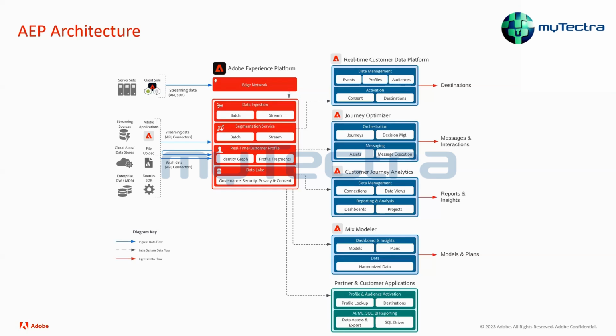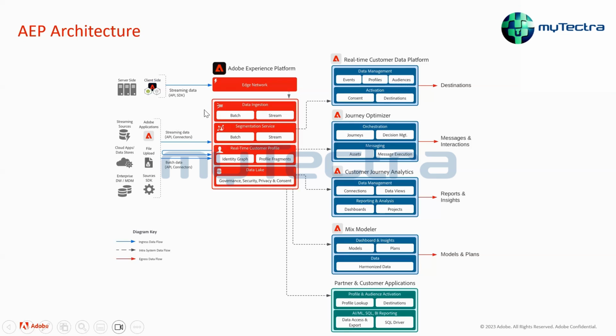Could be client-side information, could be server-side information. It collects the data from different sources. That's called the data ingestion layer, where we have two types: one is batch data, one is streaming data. Batch data comes in a batch way. Streaming is continuous data. So this is how different sources come into the data ingestion layer.